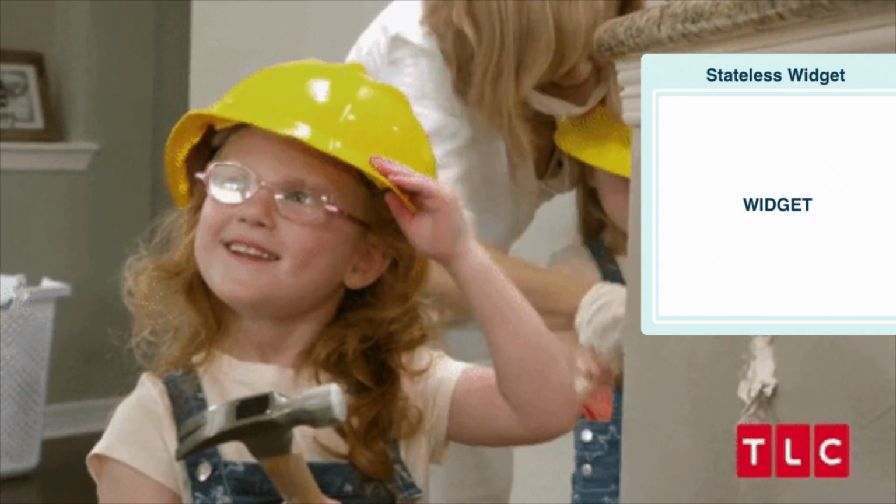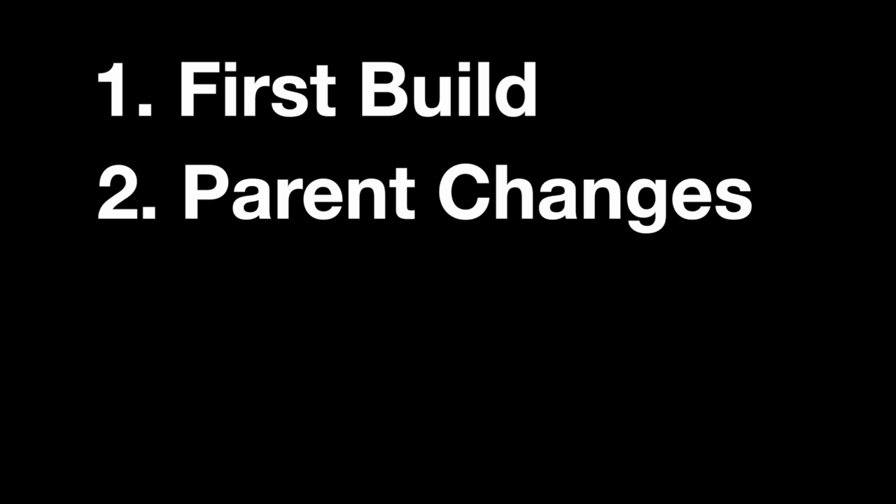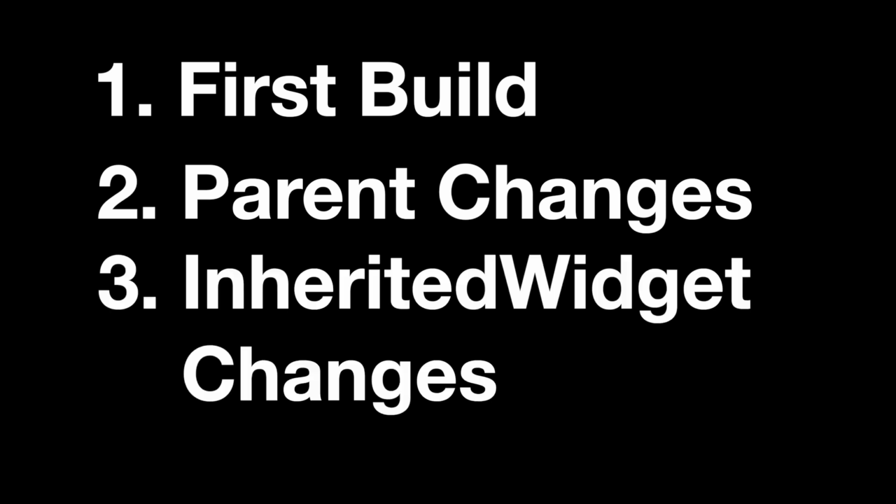It can be built or rebuilt in three different situations. The very first time it is built. If its parent widget changes. If your widget depends on an inherited widget, then whenever that inherited widget changes.